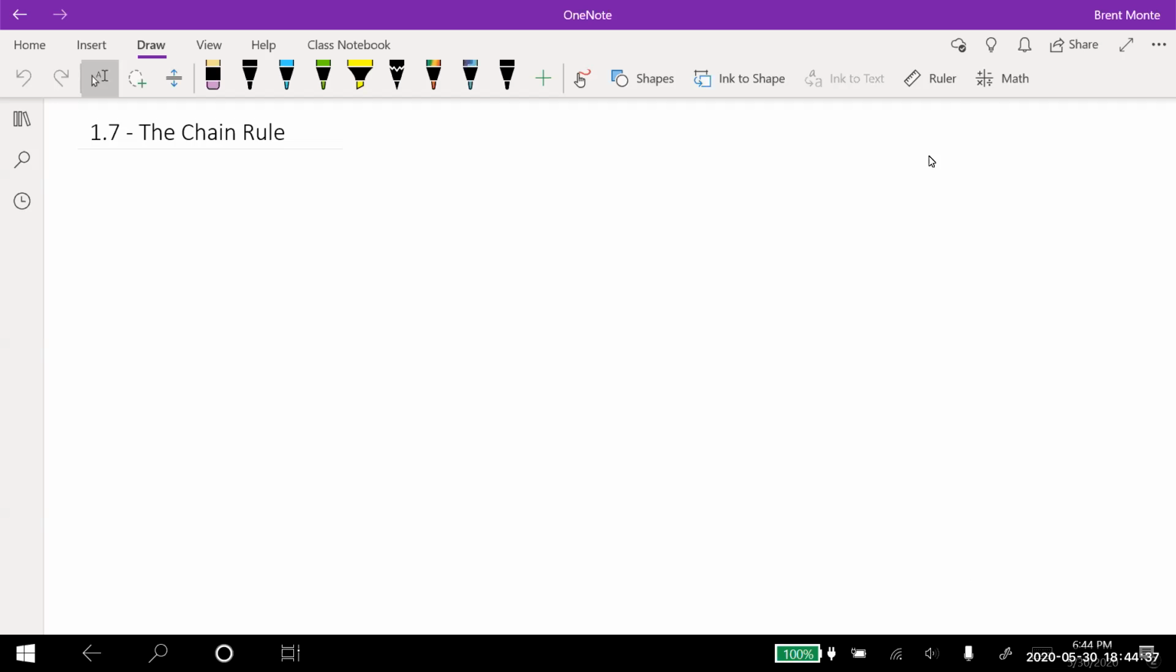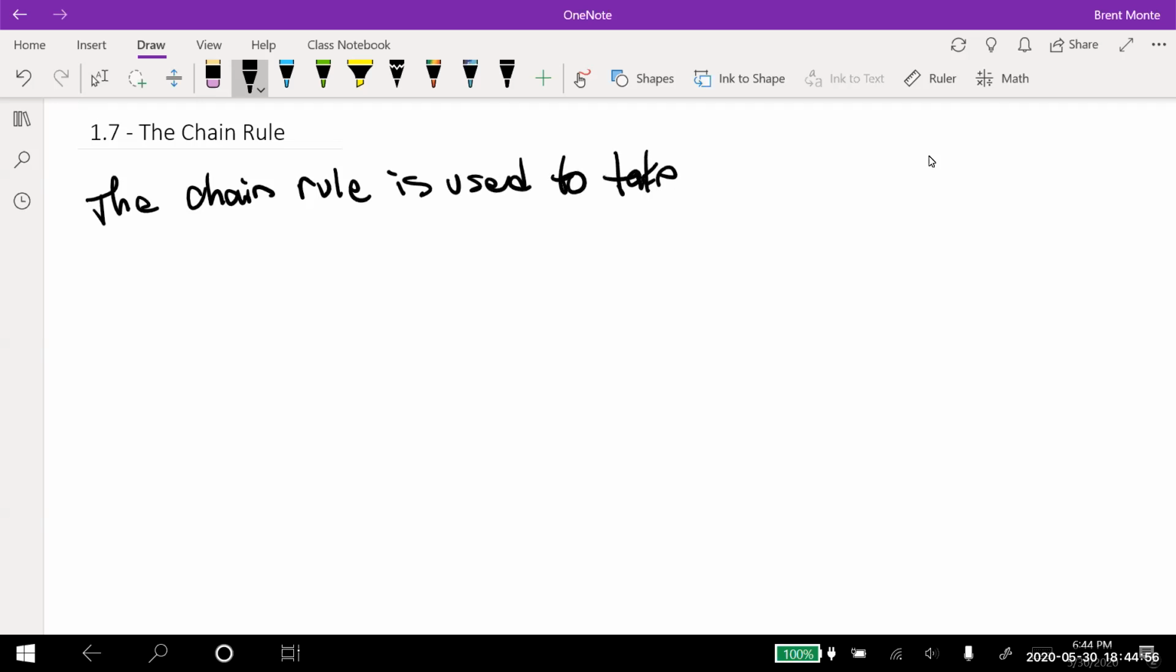Today we're going to do two different sections. We're doing 1.7 and 1.8. So let's get started. 1.7 is called the chain rule. And what the chain rule is, the chain rule is used to take derivatives of composed functions.